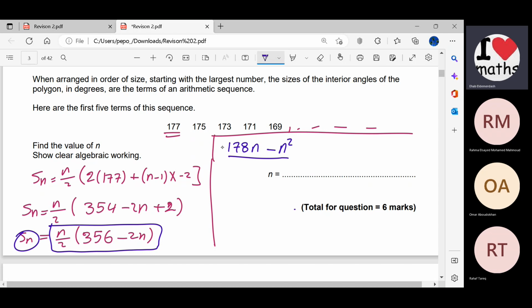What I did here, this is the sum of n. This is equal to the sum of the interior angles of a polygon. So what is the sum of the interior angles of a polygon? n minus 2 into 180. What is the sum for the n-sided polygon? It's n minus 2 into 180, so I can write it as 180n minus 360.